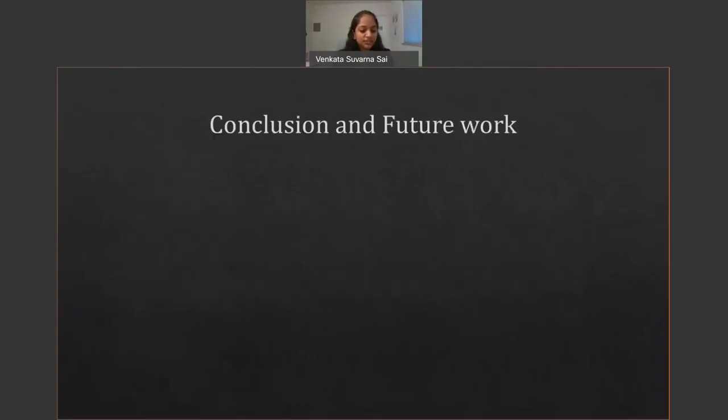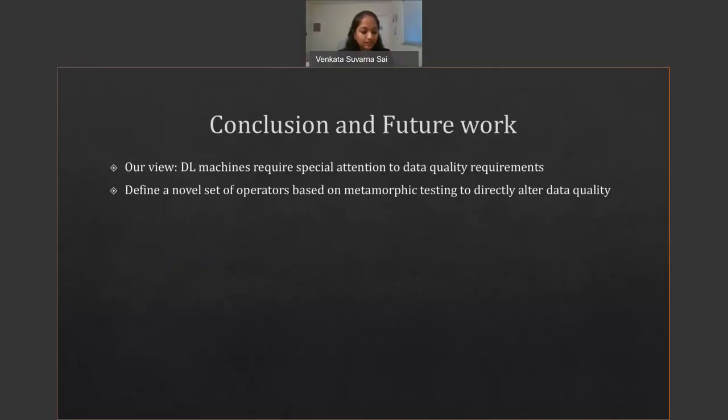In conclusion, this paper presents our view that deep learning machines require special attention to data quality requirements, and static data quality checking is no longer appropriate. And we define a novel set of operators based on metamorphic testing to directly alter data quality. And we illustrate this with testing of RNN under metamorphic stationarity change of MSDGC's time series data.